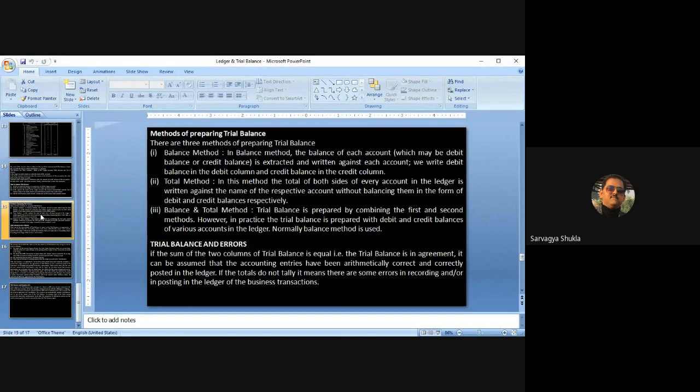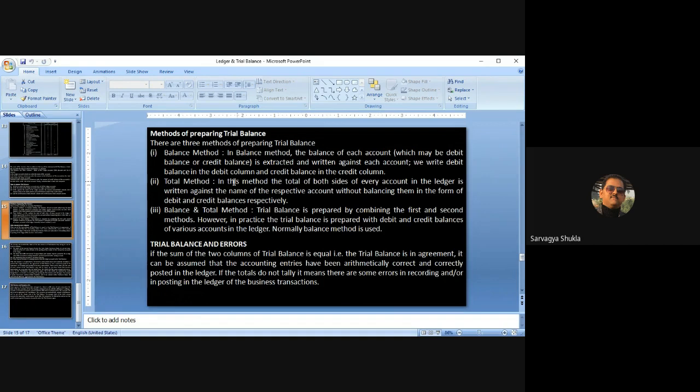Methods of preparing trial balance. There are three methods from the help of which we can prepare a trial balance. First one is the balancing method. In this method, the balance of each account, which may be a debit balance or a credit balance, is extracted and written against each account. We write the debit balance in the debit balance column, and the credit balance in the credit balance column.